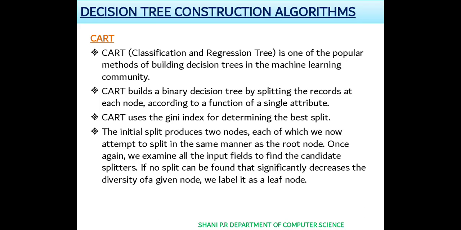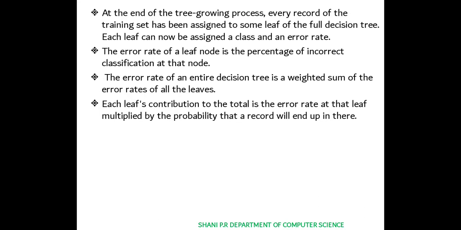So you all know, in a decision tree we start from the root node itself and divide into sub nodes, the leaf nodes. So it is about the initial split. At the end of the tree growing process, every record of the training set has been assigned to some leaf of the full decision tree. Each leaf can now be assigned a class and an error rate. The error rate of a leaf node is the percentage of incorrect classification at that node.